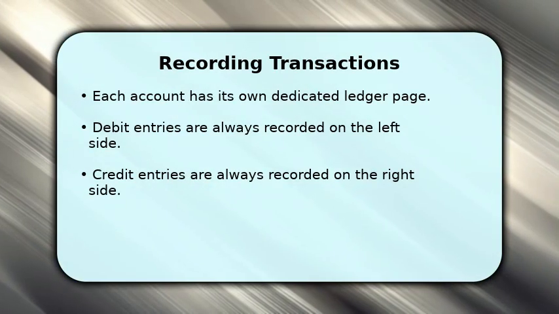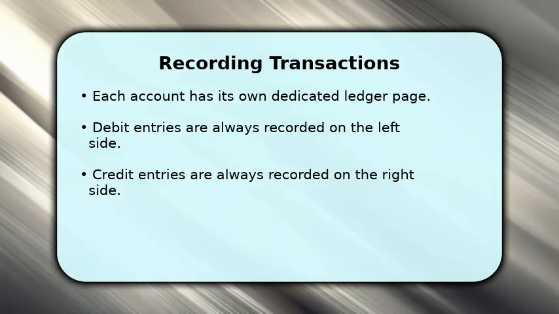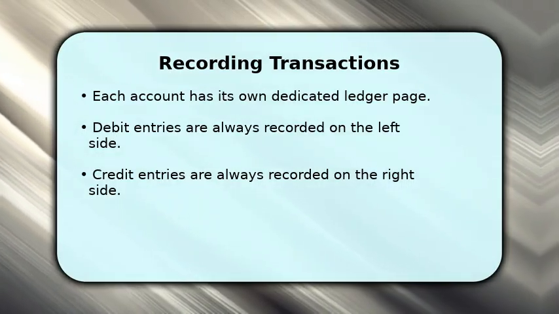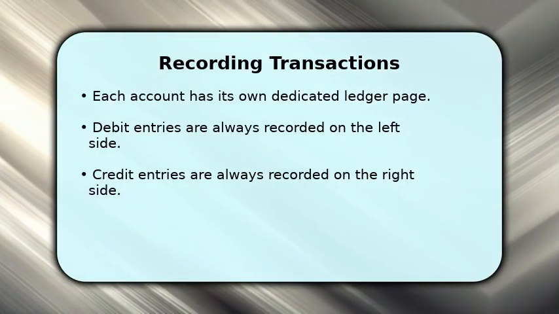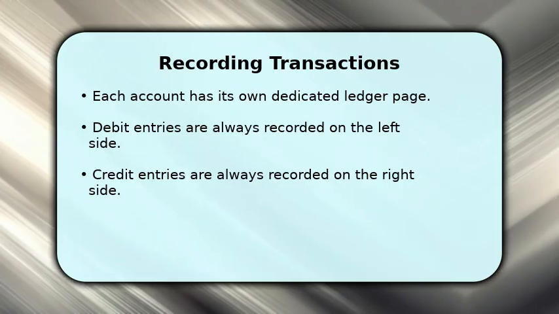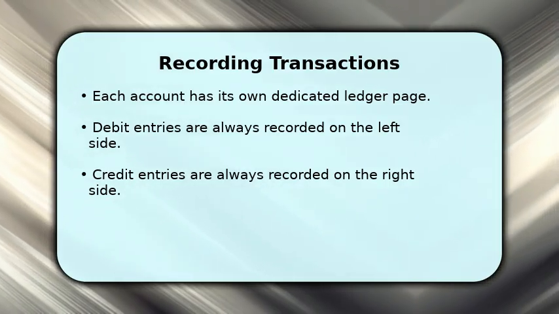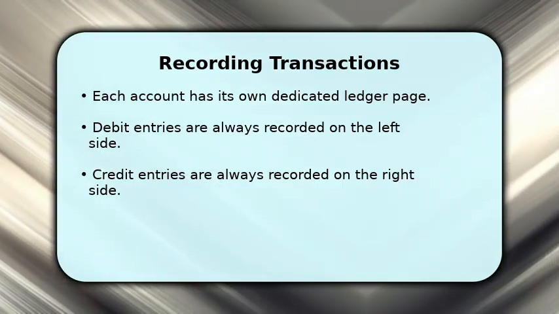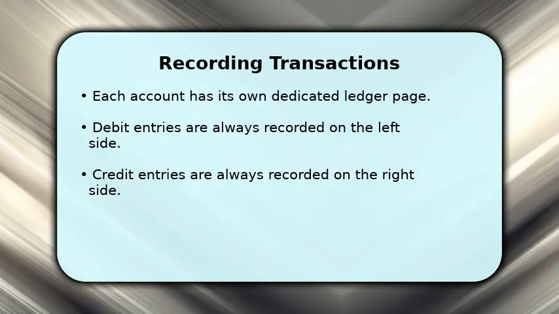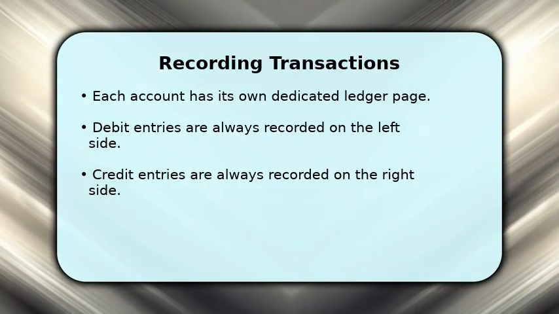To begin, you'll post transactions from your journals into the general ledger. Think of the general ledger as a collection of individual T accounts, one for each asset, liability, equity, revenue, and expense account. For every transaction, you'll identify the accounts affected and whether they are debited or credited. Remember, debits go on the left and credits go on the right, ensuring every entry is balanced.